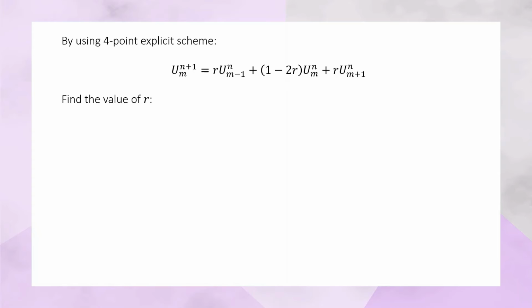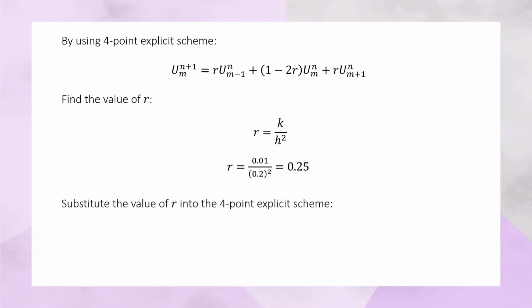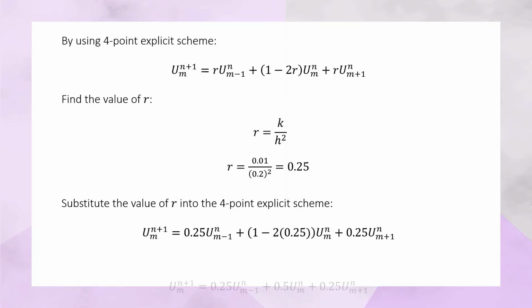In order to find the value of R, we are required to use this formula, which is R equals K over H squared. Based on the problem statement, we know that the value of K is 0.01 and the value of H is 0.2. After substituting these known values into the formula, we get the value of R, which is 0.25. Now, we can substitute the value of R into the formula of the 4-point explicit scheme. Thus, the formula for the 4-point explicit method for this particular problem is this.